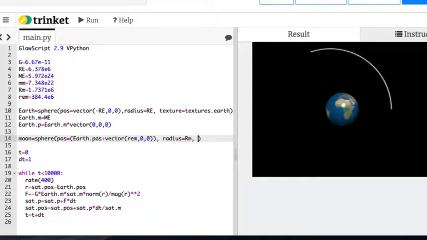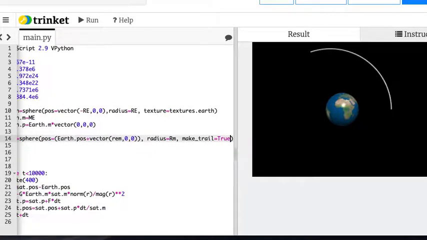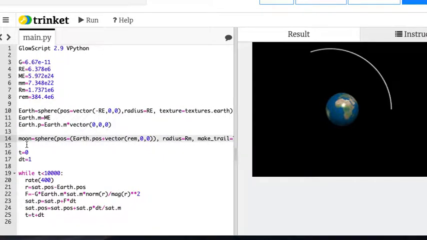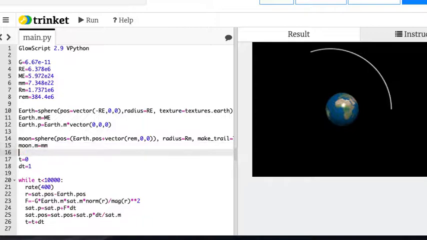Let's make sure we have make_trail equals true. Okay, now I can go down here and I'll say moon.m equals the moon's mass. Moon.momentum is moon.m times vector. Let's just put 0, 0, 0 for right now. Everything else is okay.